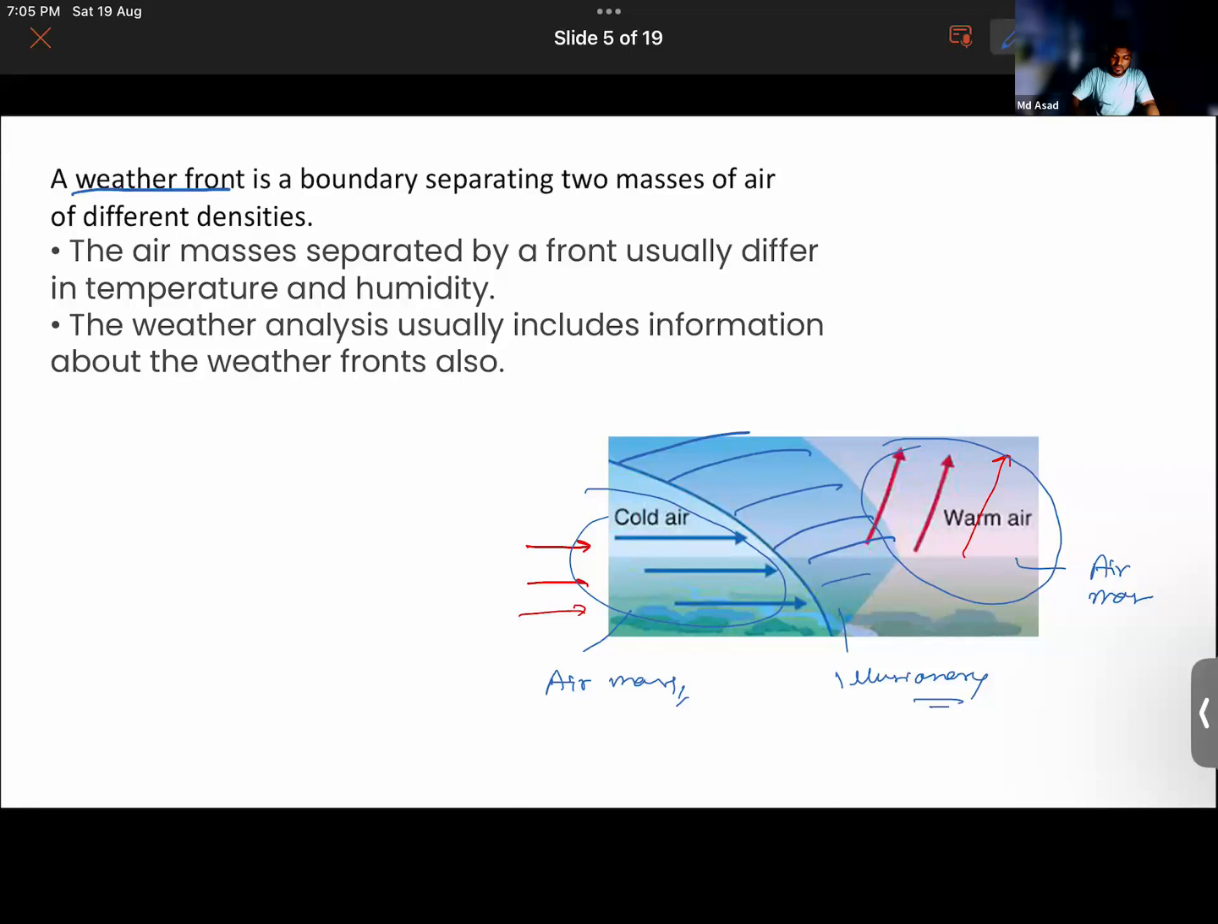Density, you guys know. Yeah. So colder air, as compared to warmer air, it means it has got what? Colder air has got more amount of water vapor in it.